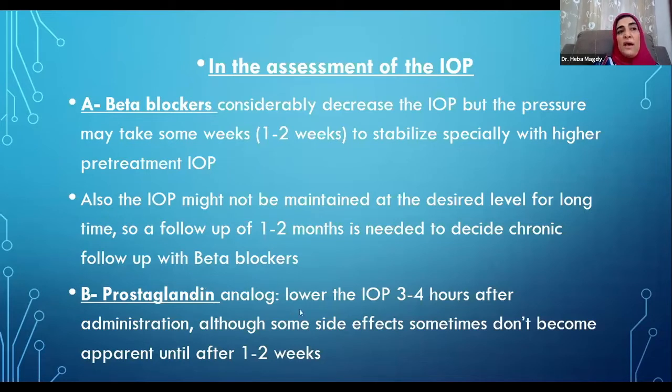The prostaglandin's intraocular pressure lowering action, the full action, will start after 3 to 4 hours. After 3 to 4 hours, the intraocular pressure is reduced by the prostaglandin. But some of the side effects will take some time to appear. So again, you have to wait for 1 to 2 weeks to decide whether to use the prostaglandin to lower the intraocular pressure, but this lowering should also be tolerated by the patient, and the eye drop should be tolerated by the patient with no undesirable side effects. So you have to wait for 1 to 2 weeks.